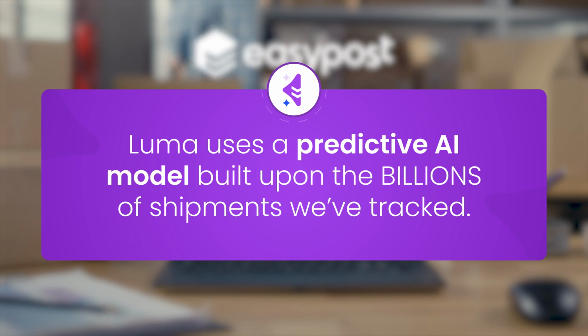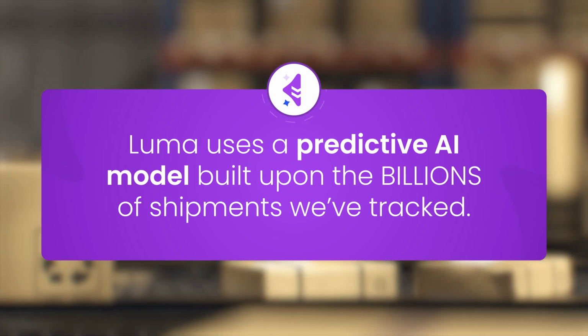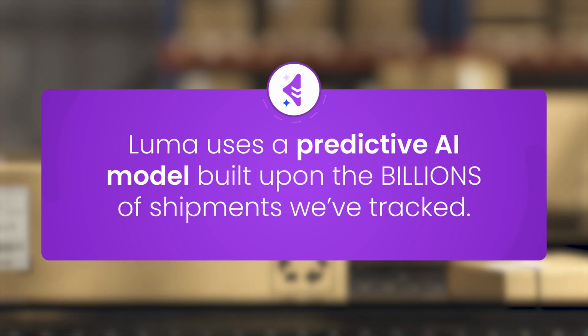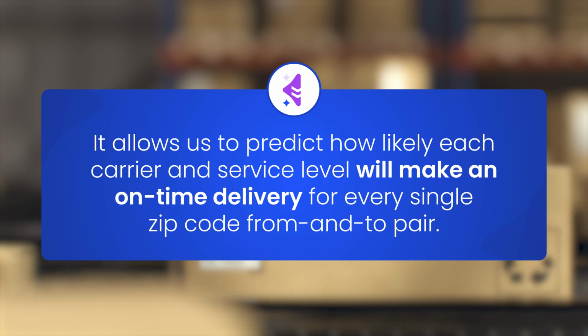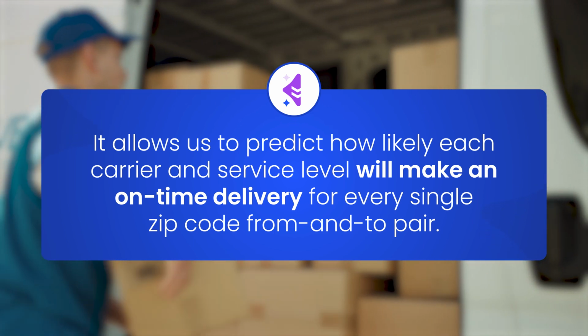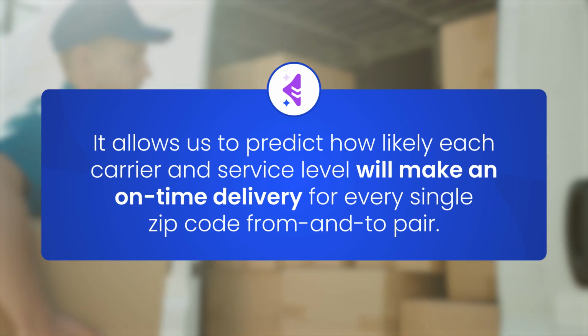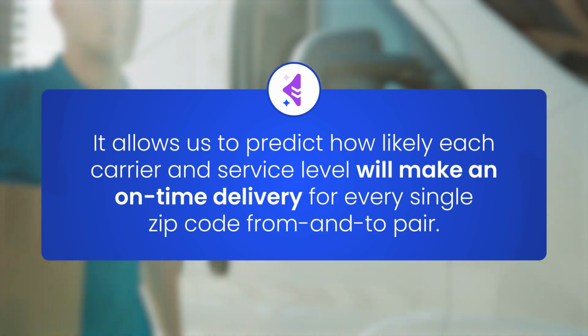Luma uses a predictive AI model built upon the billions of shipments we've tracked. It allows us to predict how likely each carrier and service level will make an on-time delivery for every single zip code from and to pair.